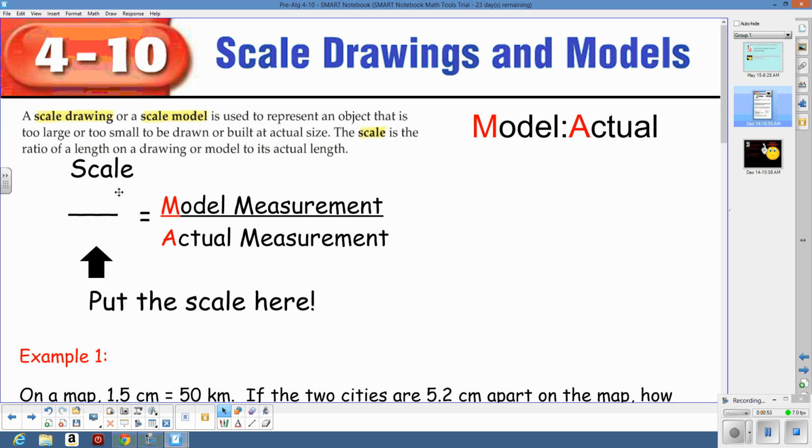So over on the left side, I write down the scale that's given to me in the problem. And then on the right side, I put the model measurement over the actual measurement. Usually it's one of these two pieces that you don't know, and you'll have a variable there, and then the other one is a number in the problem. And then you go through and solve it for the unknown like we did earlier in the chapter.